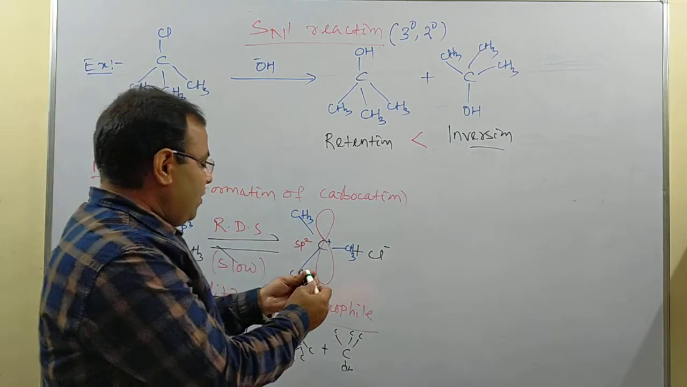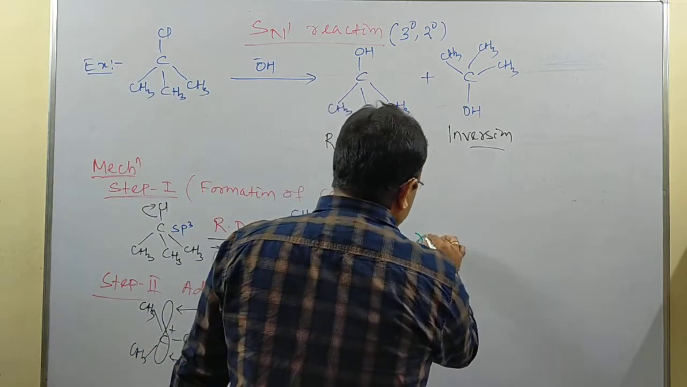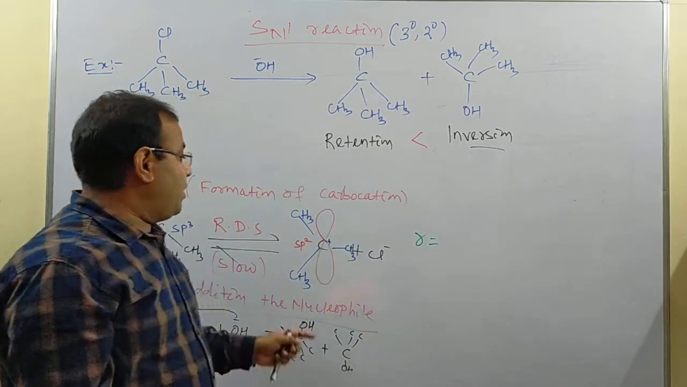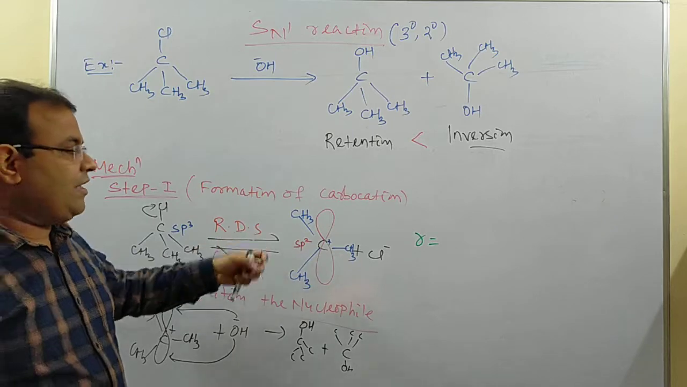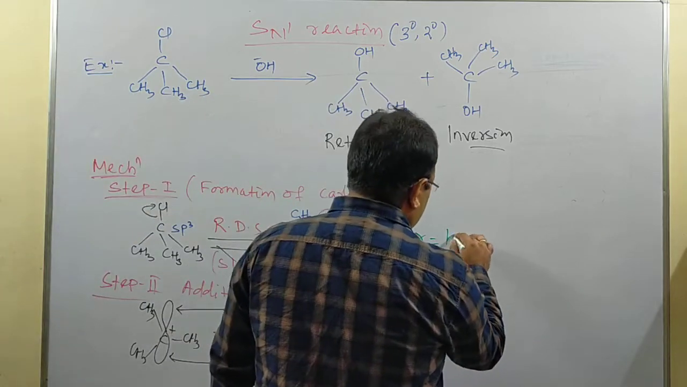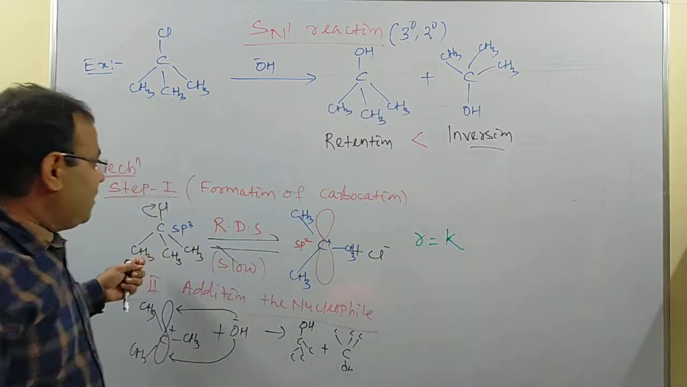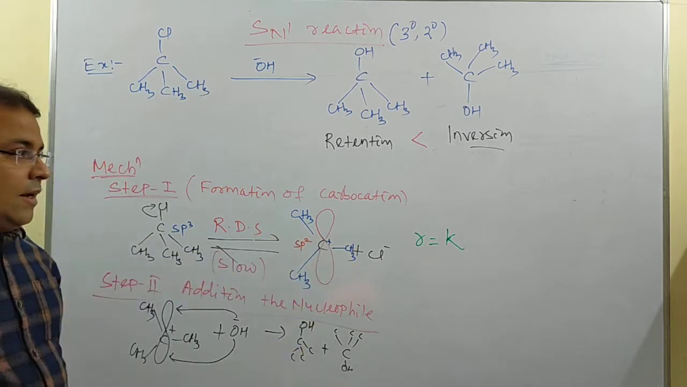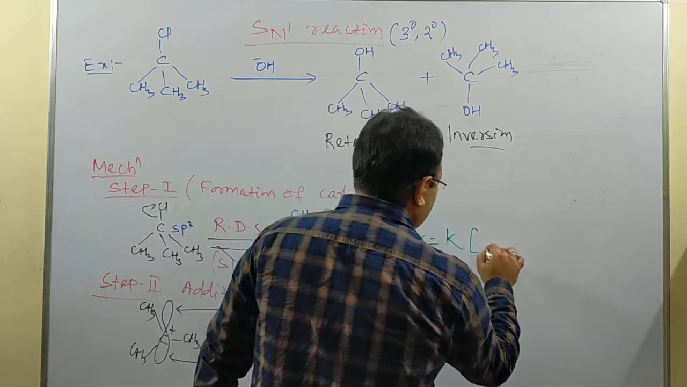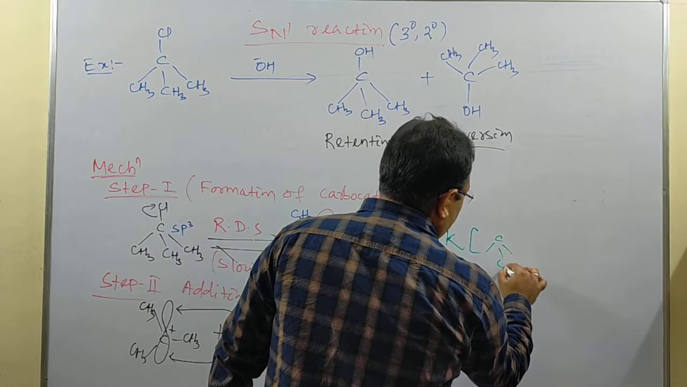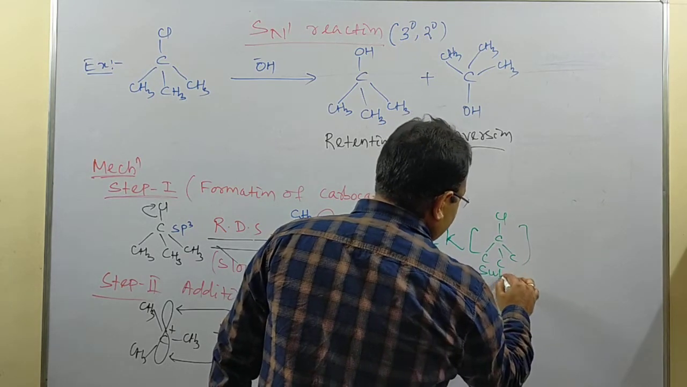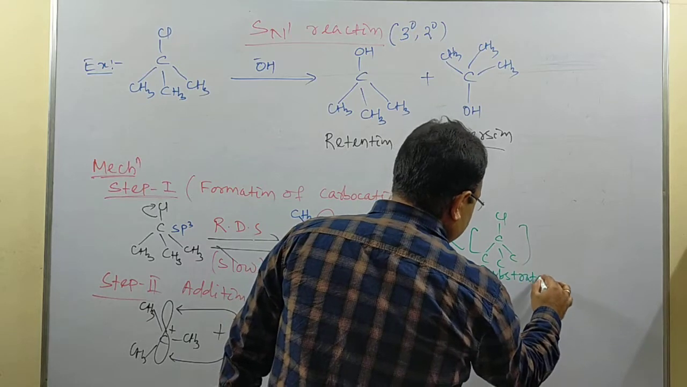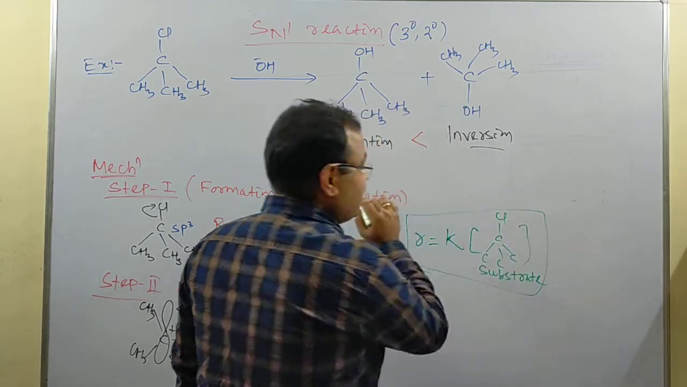Okay, now we will go for the rate law. Rate law is always decided from the slow step. That's why it is known as the rate determining step. So rate R will be K, and in this reaction, according to the law of mass action, this will be carbon, carbon, carbon, and this is the chlorine. This is also known as your substrate. So this is the rate law.